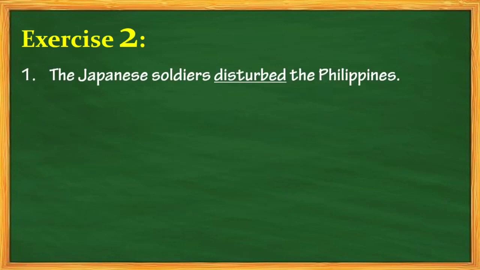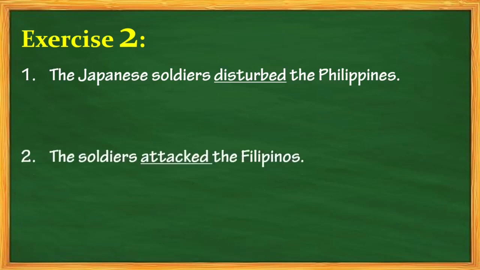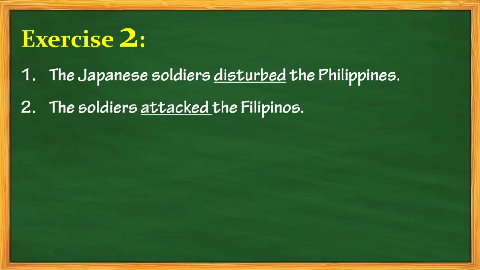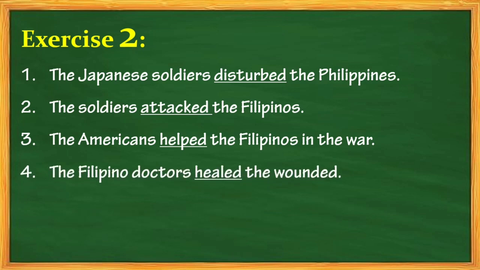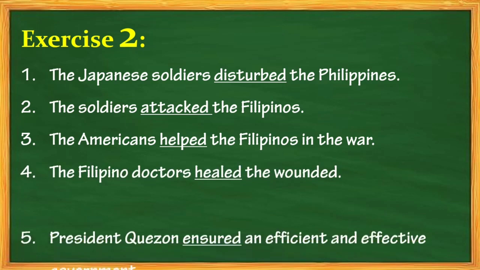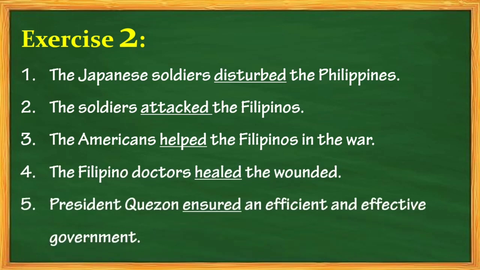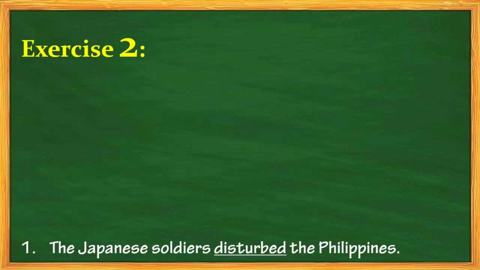Number 1. The Japanese soldiers disturbed the Philippines. Number 2. The soldiers attacked the Filipinos. Number 3. The Americans helped the Filipinos in the war. Number 4. The Filipino doctors healed the wounded. And number 5, President Quezon ensured an efficient and effective government. Okay, are you done answering? Let's do the checking.